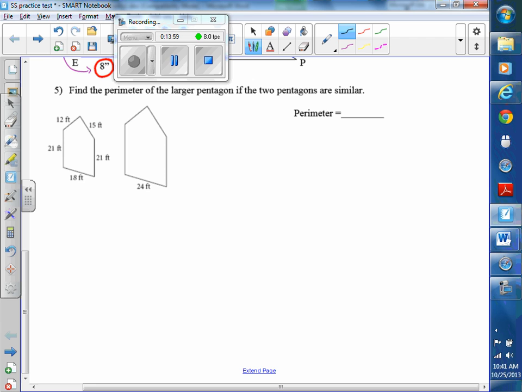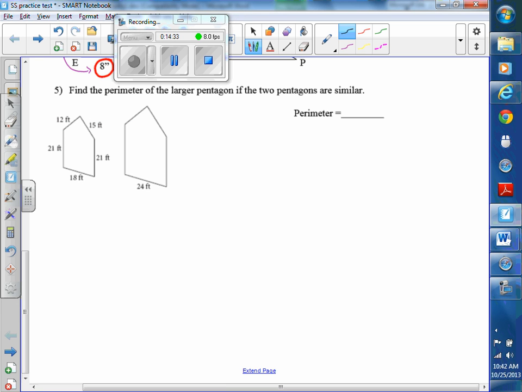Perimeter of the larger pentagon if the two pentagons are similar. What do I mean here? Sides aren't similar. Sides are proportional. Shapes are similar. Do you know, Kyle? How can I figure this out? What'd you do?